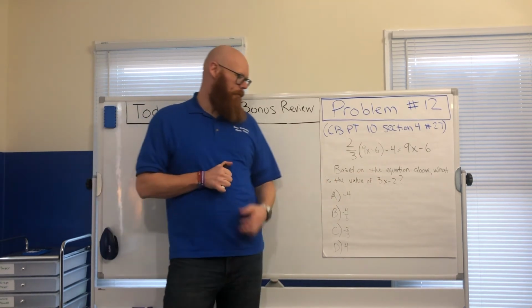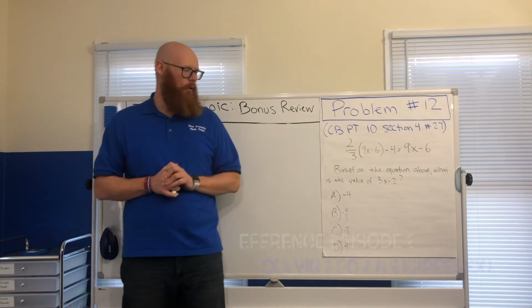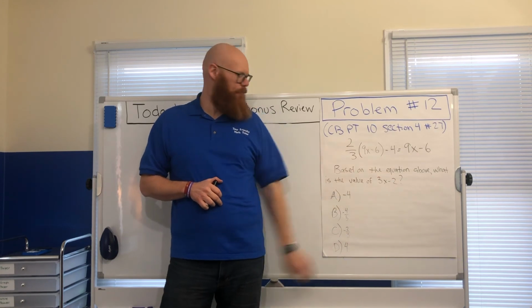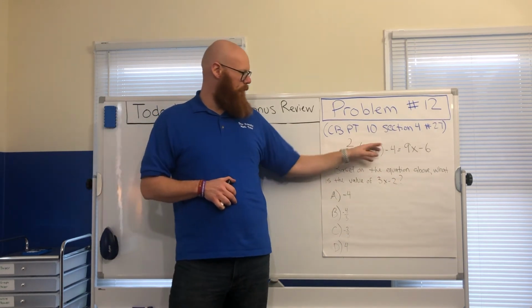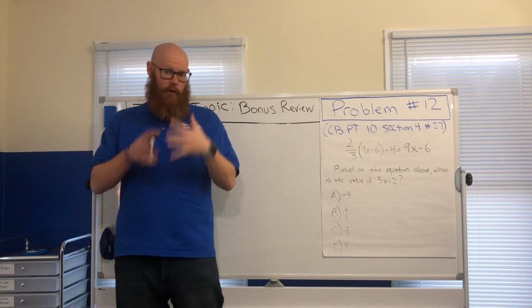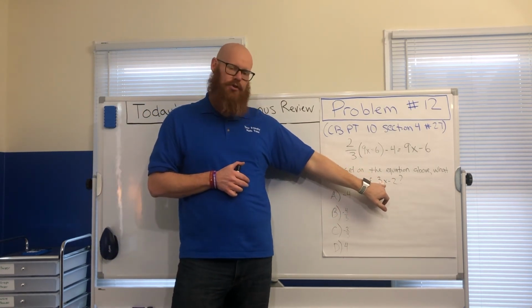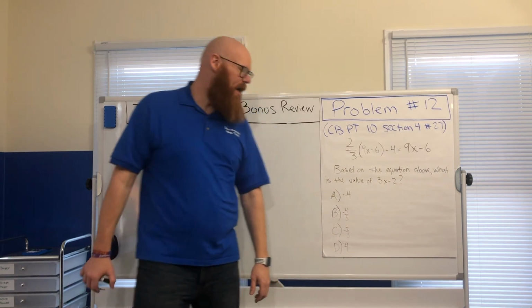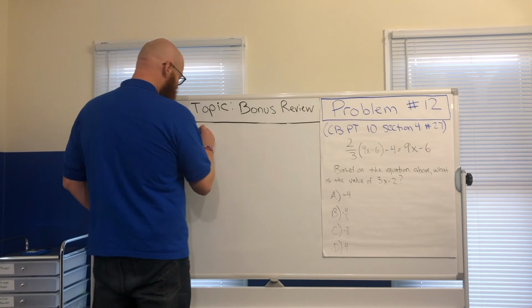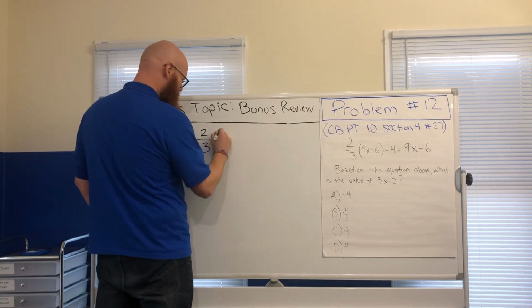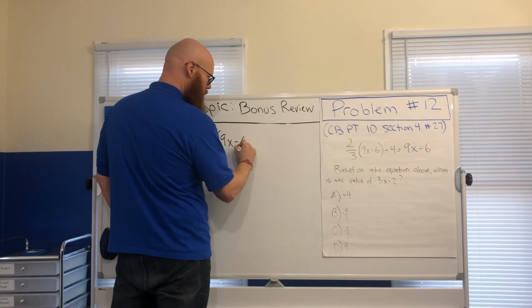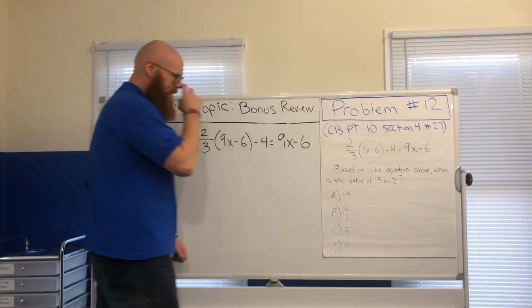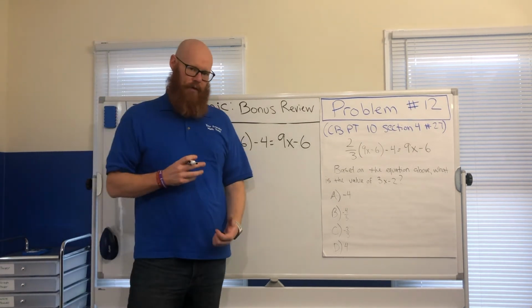All right, so problem number 12 is a callback to our most recent episode, number 8, where they ask us for the value of an expression. And the school way would be to distribute this out, get your x's on one side, solve for x, plug or substitute x back in for 3x minus 2, and then get your answer. But that could take some time. So what we're going to do is come up with a way to just get our answer directly.